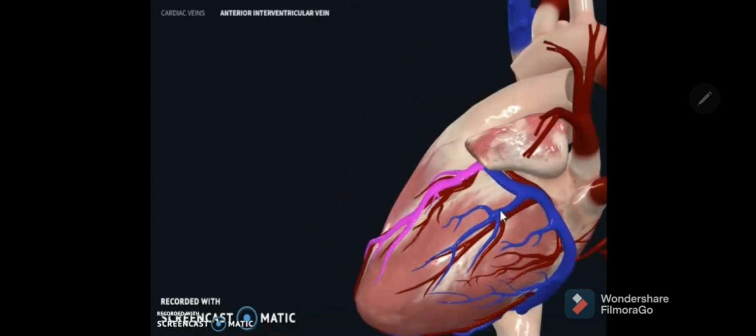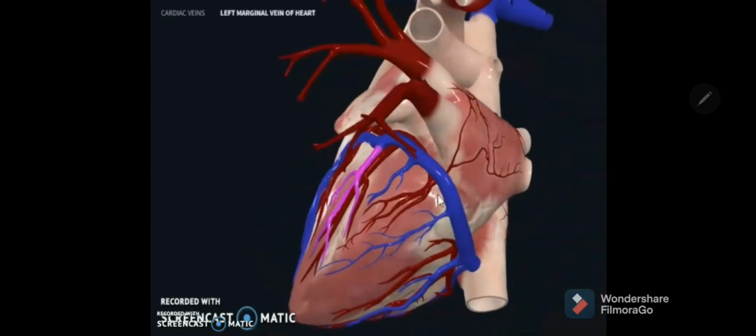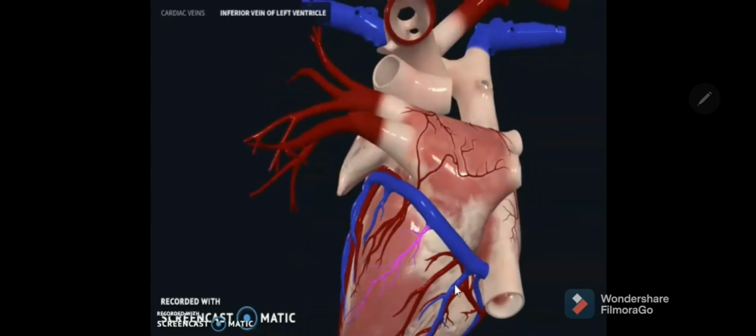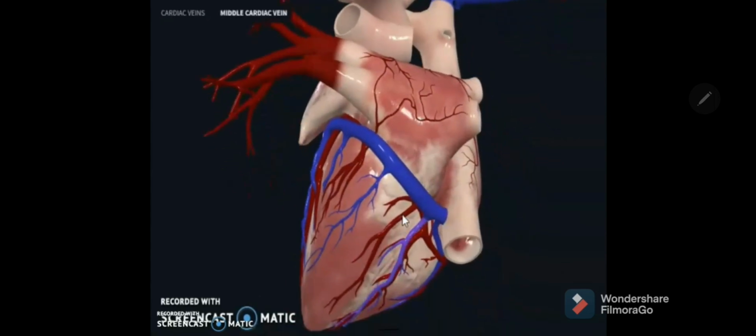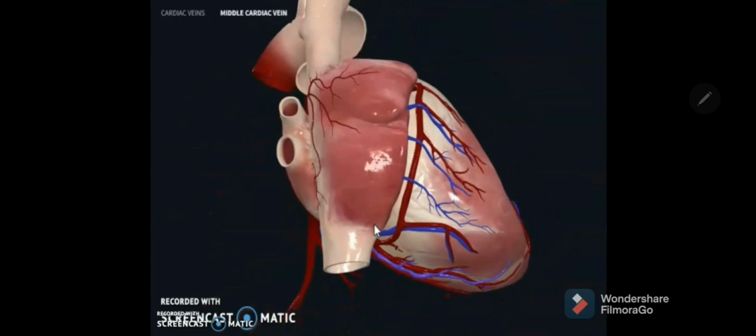Along the left border you are seeing the left marginal vein, and on the diaphragmatic surface you are noticing these posterior vein of the left ventricle, and on diaphragmatic surface in the posterior interventricular groove you are seeing the middle cardiac vein, which opens to the right side of the coronary sinus, and here you can see the small cardiac vein draining the right marginal vein there. So these all drain into the coronary sinus.